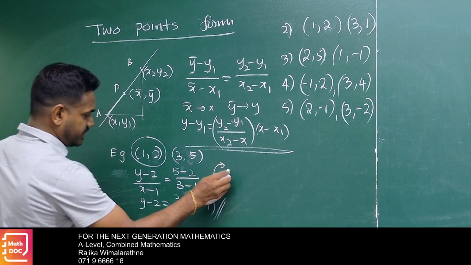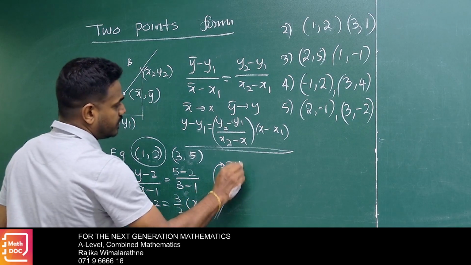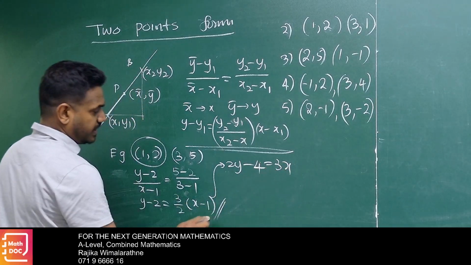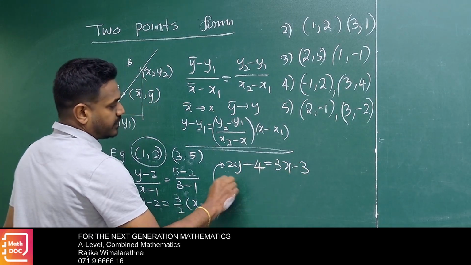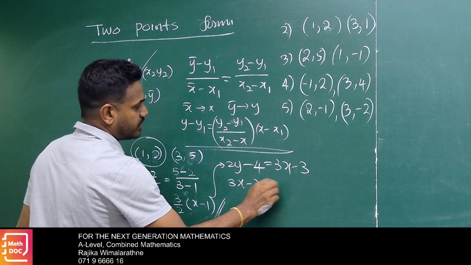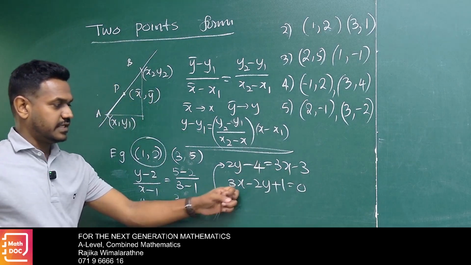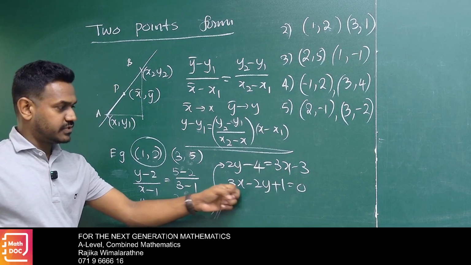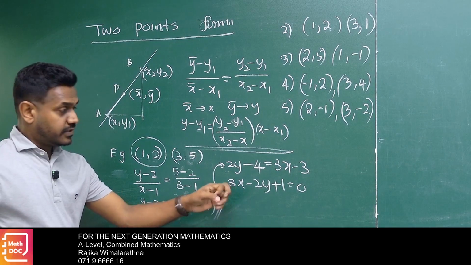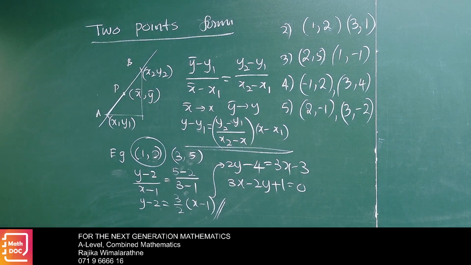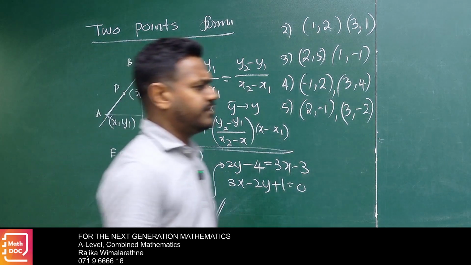You had better simplify this. 2y minus 4 equals 3x minus 3, then 3x minus 2y plus 1 equals 0. Here it is: 3x minus 2y plus 1 equals 0. You had better convert up to that. Take time, do it alone.